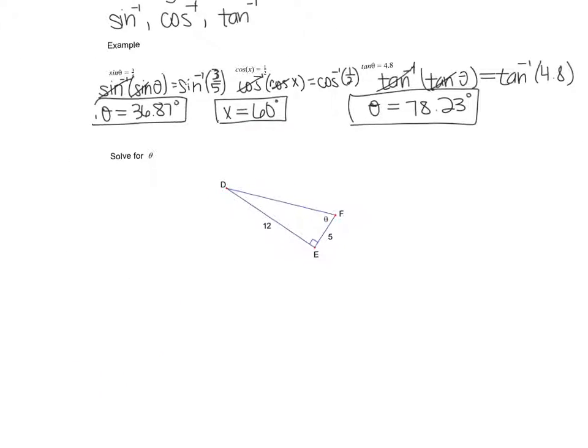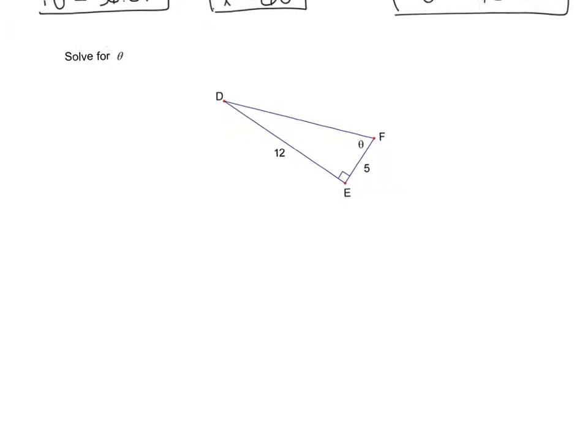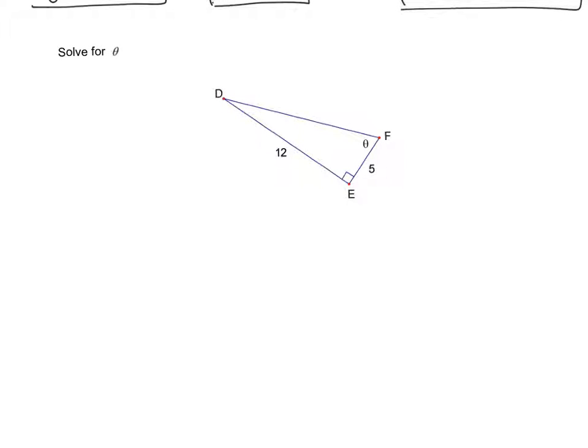So let's use this in a triangle. So we have our right triangle DEF. We want to solve for theta. So we have to figure out which sides we're given. We have a side of length 5 and a side of length 12. The side of length 12 is opposite our angle theta, and the side of length 5 is adjacent.